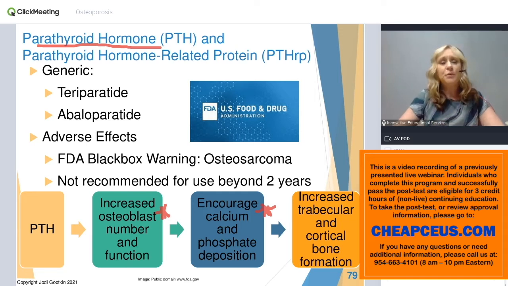The concern with this, it has a black box warning from the FDA, and those are the most significant warnings that the FDA does provide. They haven't really found it in human models, but in the animal studies, what they're finding is that there is an increased risk of the development of osteosarcoma. Mechanism of action has not been figured out yet. They just know that it seems to be associated with this medication, so patients do have to be monitored more closely.